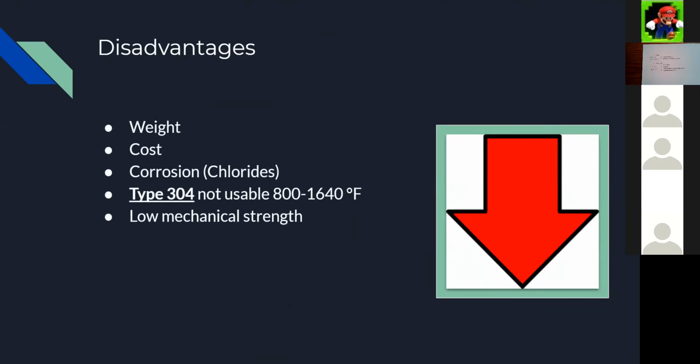So some disadvantages would be the weight of the steel pipes, the cost, and the corrosion resistance to chlorides is not very good at all. Type 304 is a type of steel pipe. It's the most common, and it's not usable between 1800 and 1640 degrees Fahrenheit. It also has a low mechanical strength.